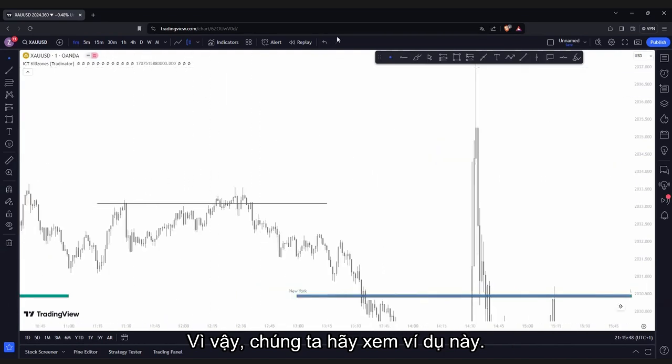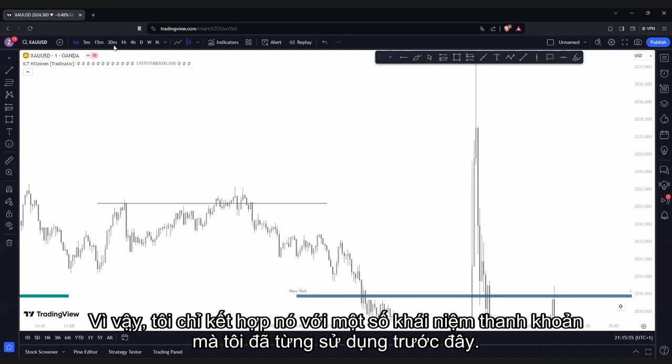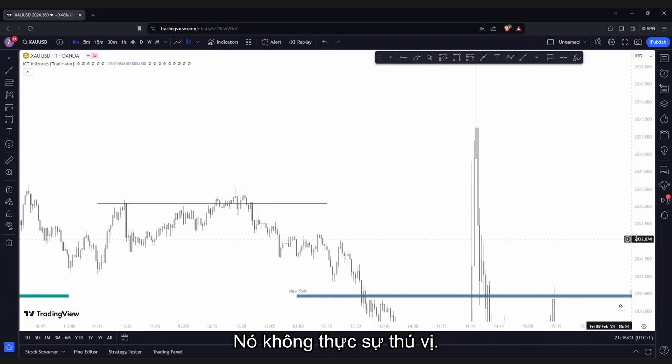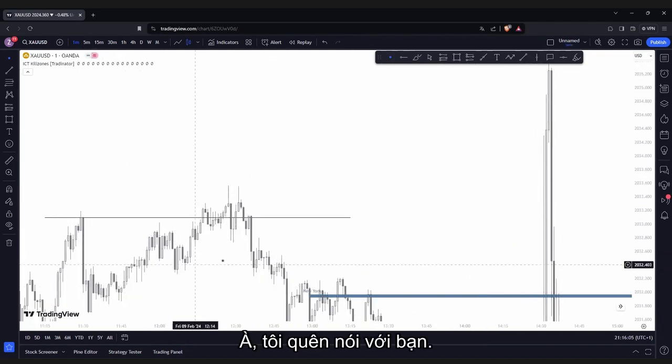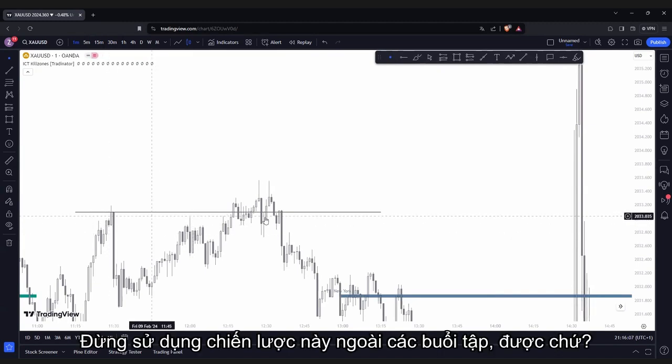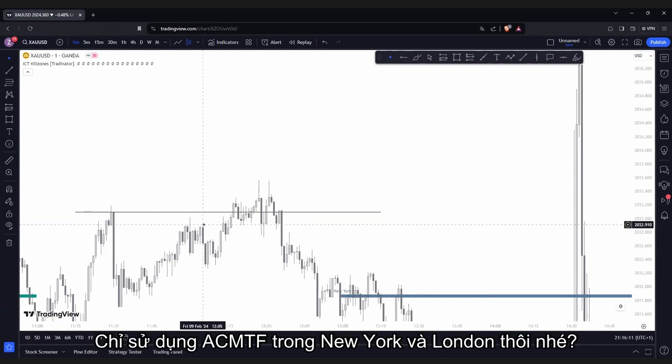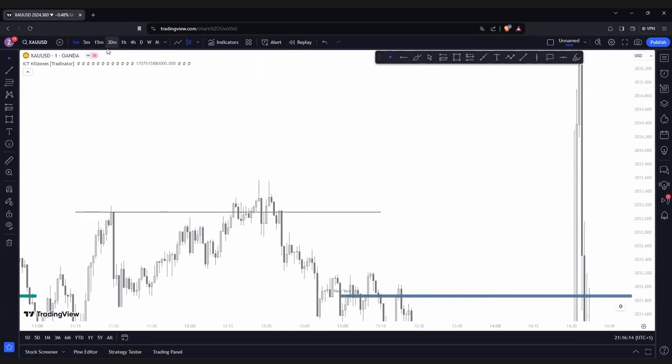Okay, so let's take a look at this example. This is the way you've been trading? Yes, that is how I've been trading EU lately. I was just combining it with some liquidity concepts that I used to use in the past, and it's not really that interesting. So that's basically it, and just execute. Oh yeah, forgot to tell you, don't use this strategy outside of the sessions. Use the ECMTF inside New York and London only.